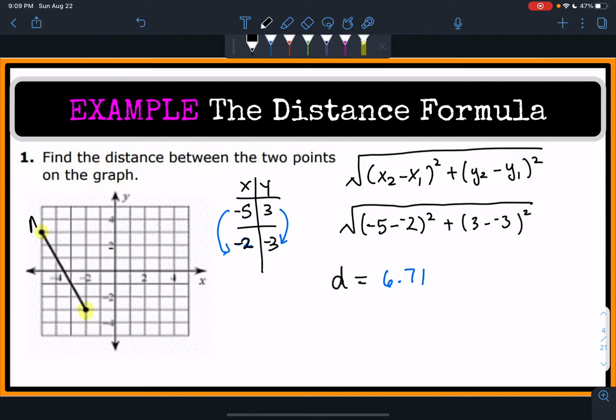So if this point was point A and this point was point B, AB, the length of that line segment would be 6.71. So those again are the two perspectives, the two ways of thinking about this. We're figuring out the distance between those 2 points, or we're figuring out the length of the line segments. And these are the two different notations to represent that idea there.